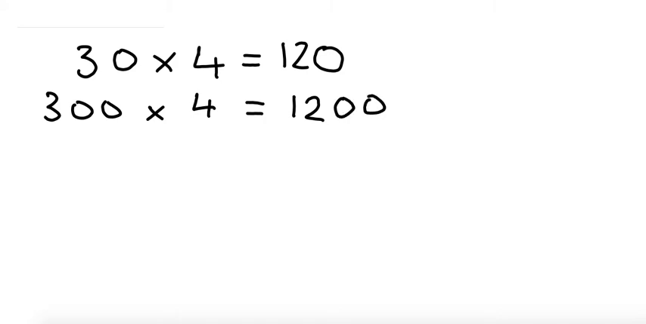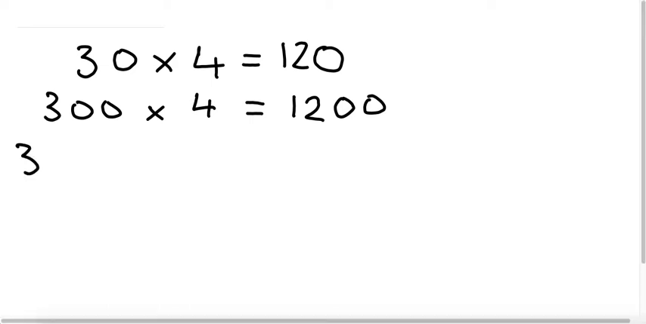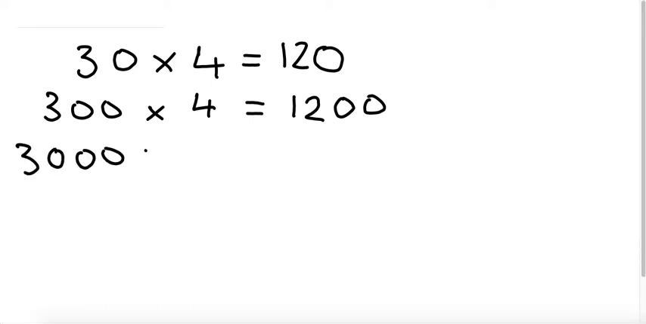So what would happen if we multiply by a multiple of 1,000? So 3,000 times 4, well, I think you can see the pattern. We do the basic fact, 3 times 4 is 12, and then we add those 3 zeros, 1, 2, 3.